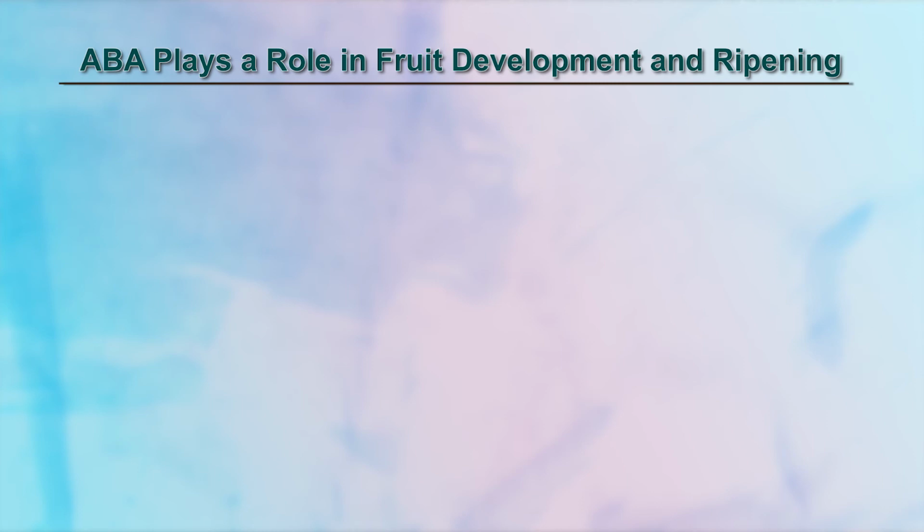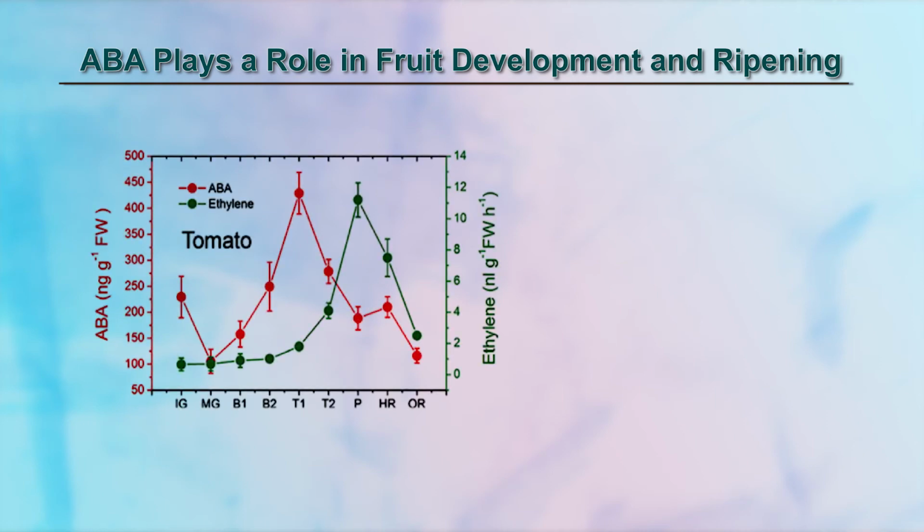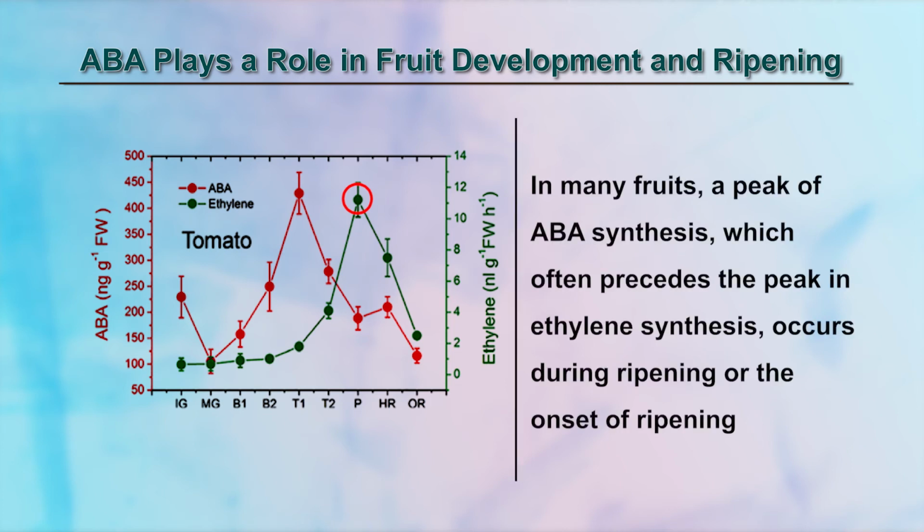Abscisic acid also plays a very important role in the development of fruit as well as its ripening. It has been observed that before there is a peak of ethylene synthesis, there is a peak in ABA synthesis. So, this peak precedes the ethylene peak. In reality, both ABA and ethylene have a role in the development and ripening, either at the onset of ripening or during ripening of different types of fruits.